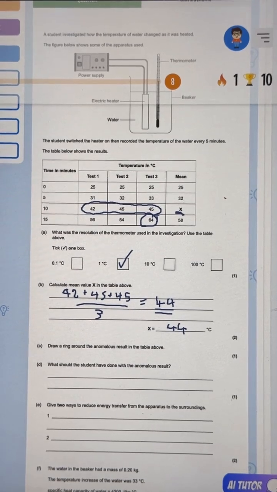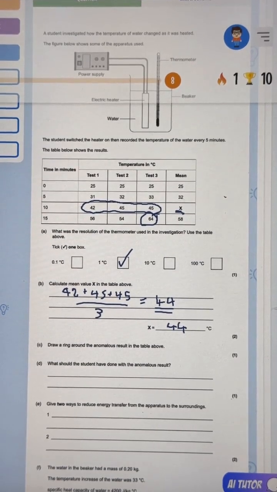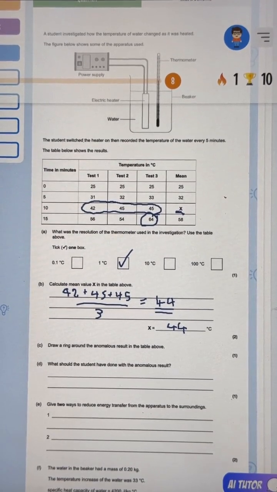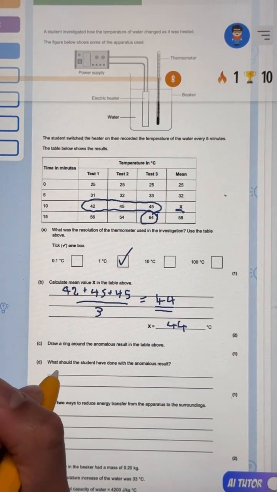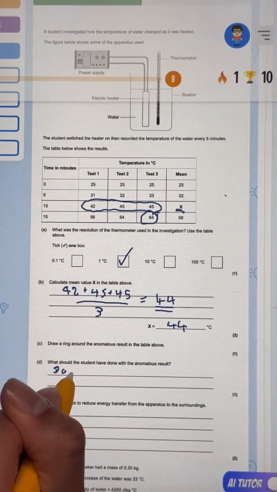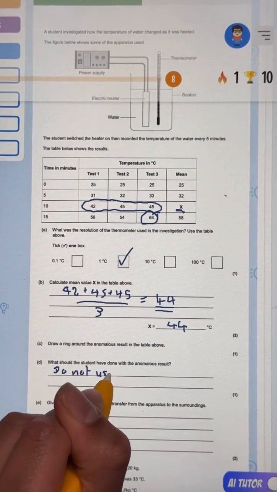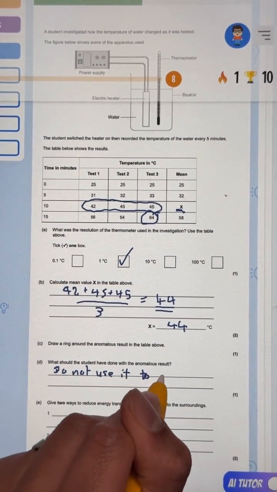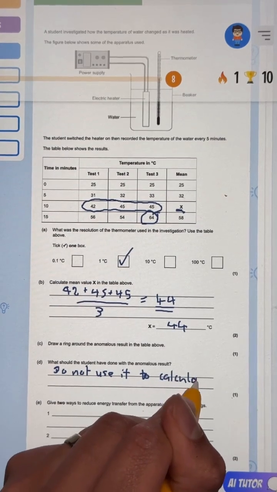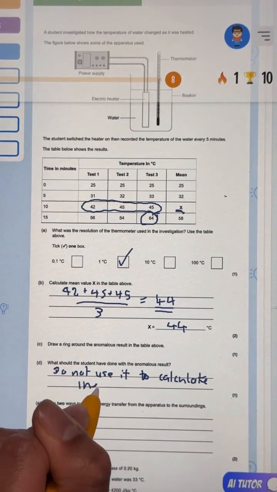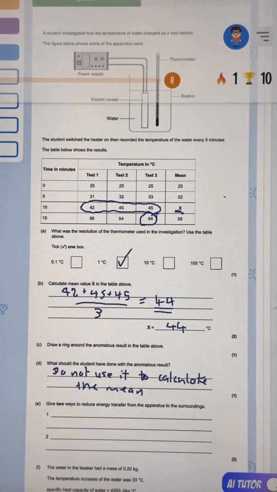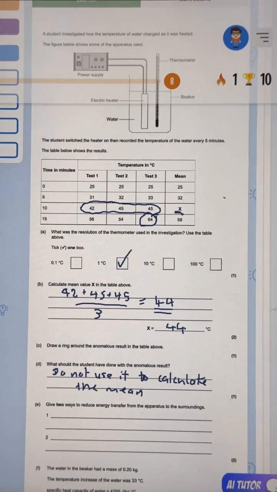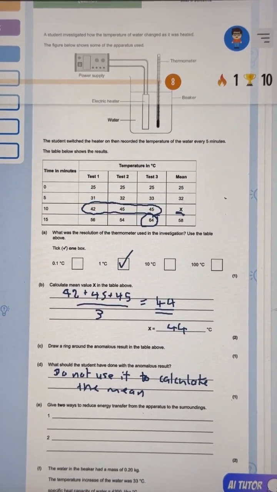So what should the student have done with the anomalous result? I don't think anyone's mentioned it in the chat. Apologies if I've missed it. The key thing is essentially not to use it. So not use it to calculate the mean. So do not use it to calculate the mean, because it will affect your results. So you don't want it to have a wrong impact on your results. Ignore it. Sorry, I realize some other people have said that as well. Correct. Ignore it is the right answer.